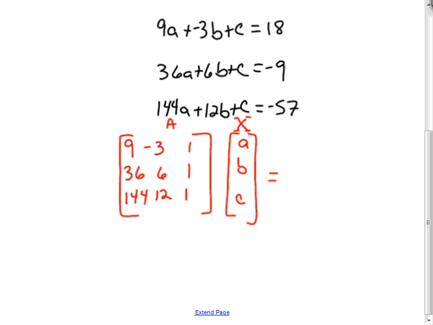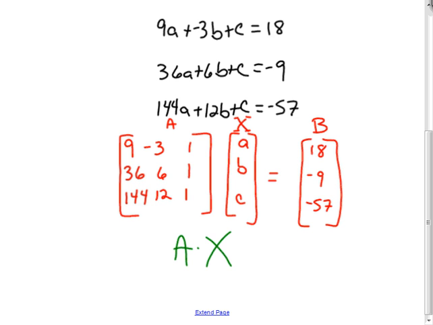And that equals my answer matrix, which is 18, negative 9, and negative 57. So now I have to go back to what we talked about with solving with inverses. Needing to get rid of the A matrix on the left-hand side because I can't divide matrices. So I have to take the inverse of it. So this is right now A times that X matrix equals B. So I have to get rid of my A matrix. So I perform the inverse of it. What I do to one side, I do to the other side.